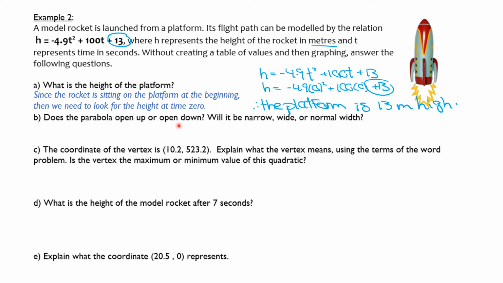Part B, does the parabola open up or down? Will it be narrow, wide, or normal width? Do you remember how we tell that? What are we looking at in this equation? We're looking at the a value. That will tell us this. So the a value is negative 4.9. A negative a value means it's going to open down because of the negative. And the number part tells us if it's going to be narrow, wide, or normal width. So a 4.9, remember if you have a number that's bigger than 1, it's a vertical stretch.